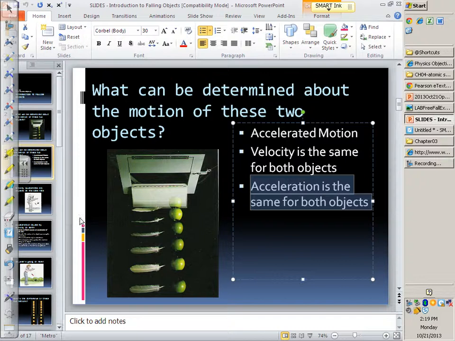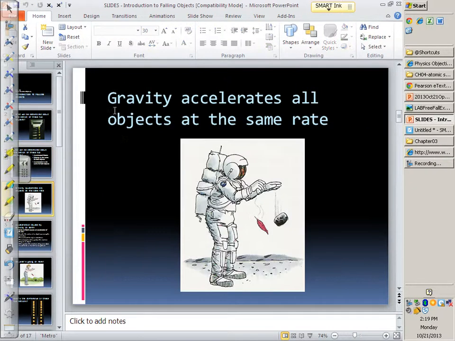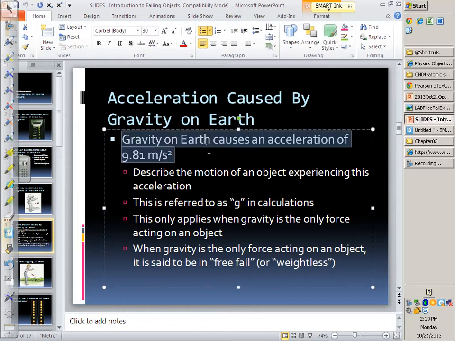And we said that that is the case when gravity is affecting the motion of an object, because gravity will accelerate all objects at the same rate. And we talked about the idea that here on Earth, that rate is 9.81 meters per second squared. And we did some examples to say, okay, what is something that experiences a 9.81 meters per second squared acceleration look like? How does that apply to the motion, etc., etc.?